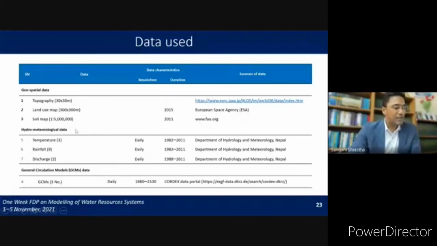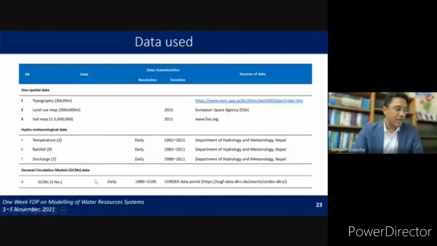For the hydrometeorological data, we have used the temperature of 3 stations. We have used rainfall of 9 stations and discharge from 2 stations. And these are also at the daily resolution. And you can see here the duration of the data. This is 30 years of duration. And all these data were obtained from the national source, which is the Department of Hydrology and Meteorology.